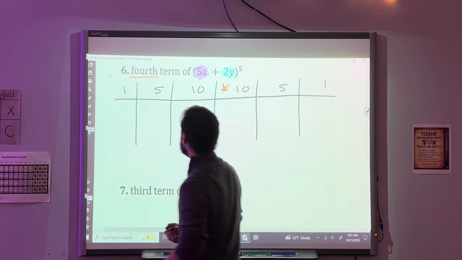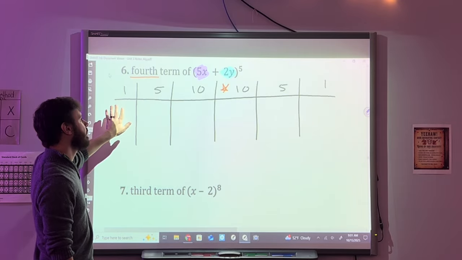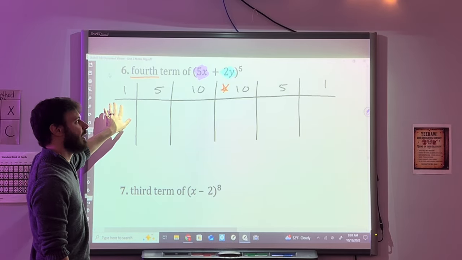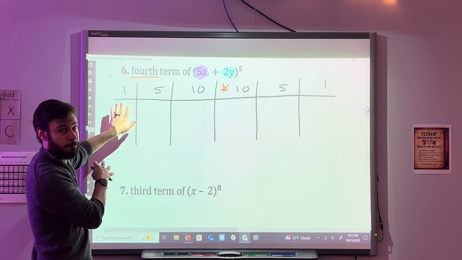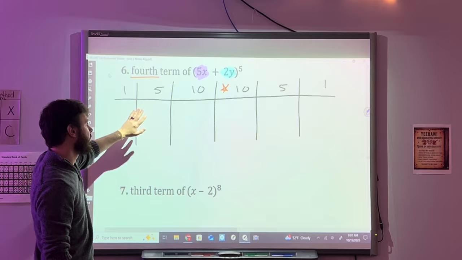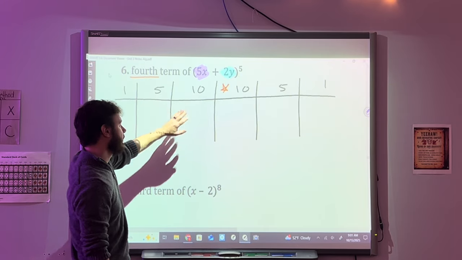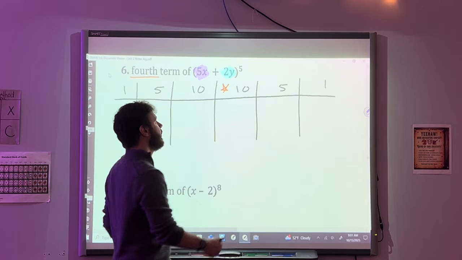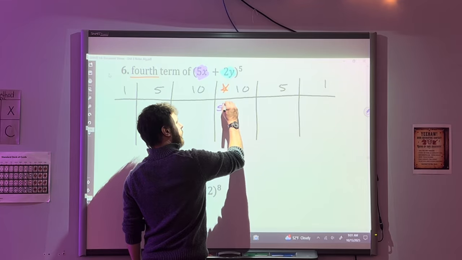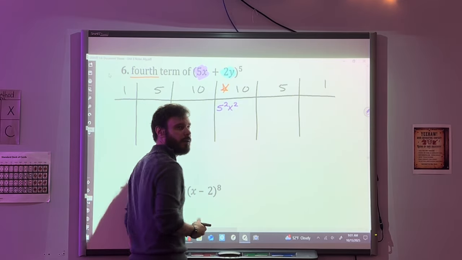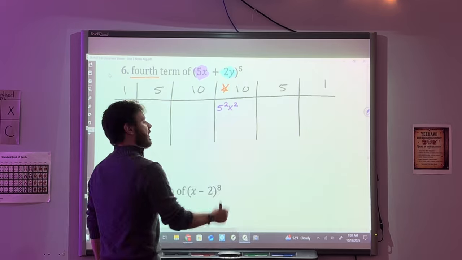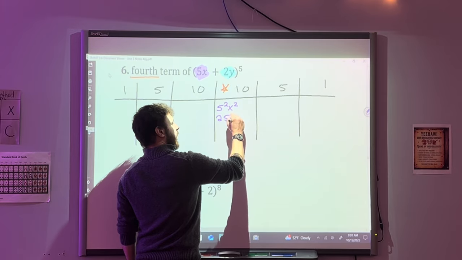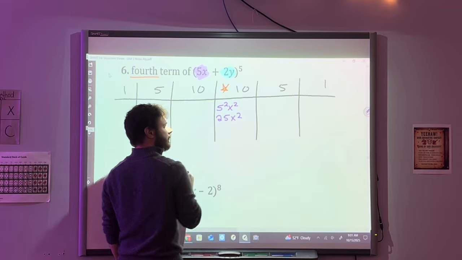So as I fill this out, I would know that this would be 5 to the 5, x to the 5. That's how I always start. The first term gets all of the exponent. 5 to the 5, x to the 5. 5 to the 4, x to the 4. 5 to the 3, x to the 3. 5 to the 2, x to the 2 would be here. And that makes sense because we would have 5 to the 1, x to the 1, and then we would run out. Okay. Now this is really 25 x squared.